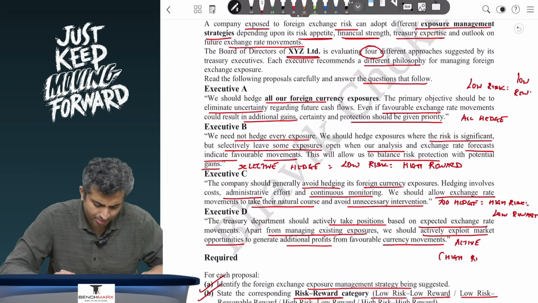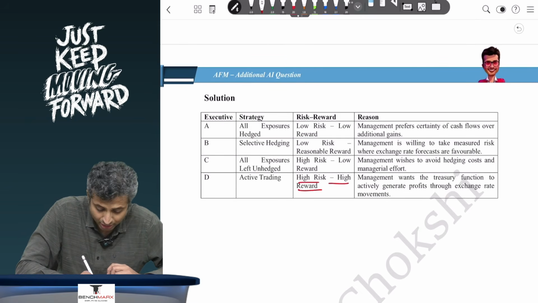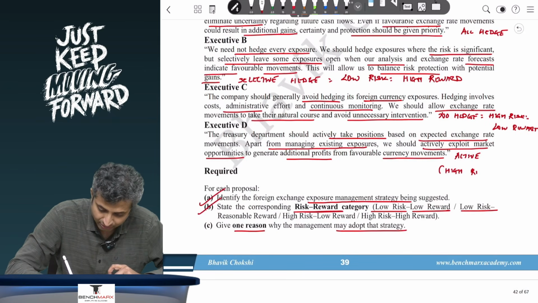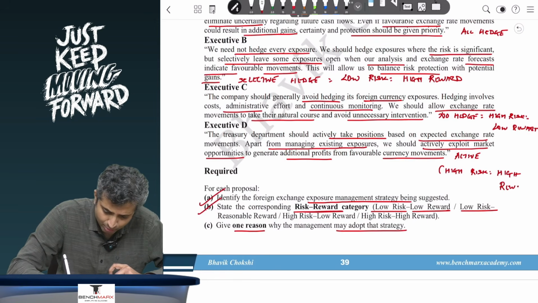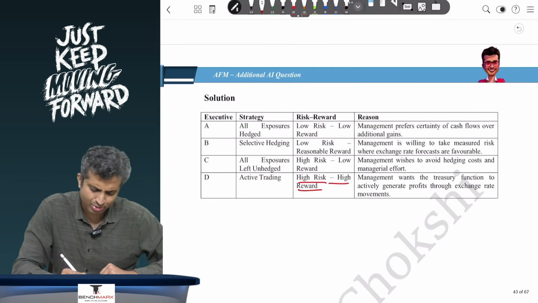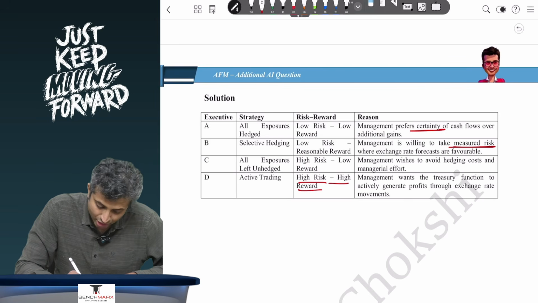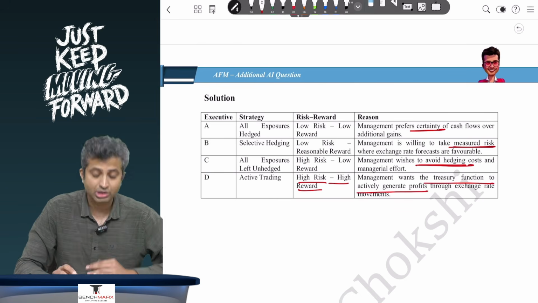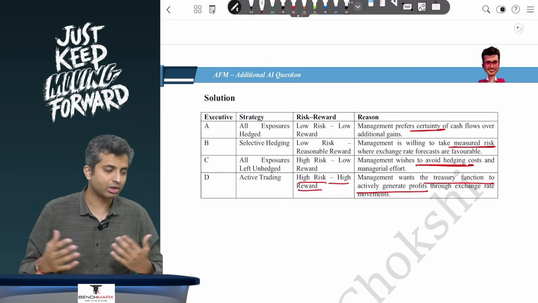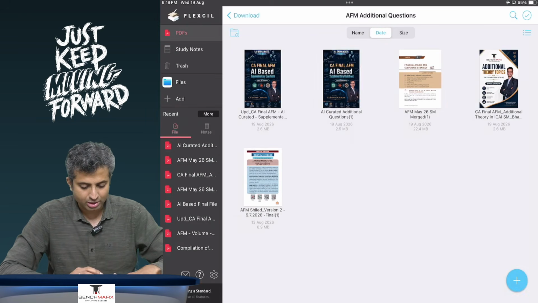And probably over here, if I look at the situation, there can be high reward, but for that high reward, you are bearing a high risk as well. So these are the four possible movements which you can look at and give one reason why they might adopt this strategy. The first thing is they prefer certainty, if they want to take measured risk exposure, we want to avoid hedging cost, and wants to optimize their treasury function to generate active profits, like for example, what traders do. So these are the few additional questions which one can say which is there.